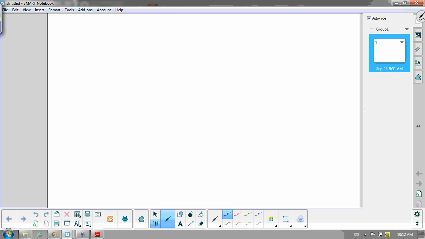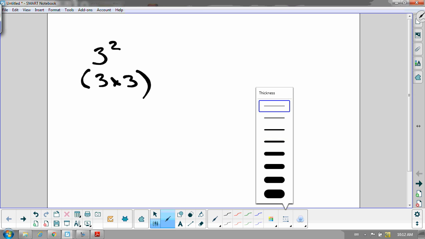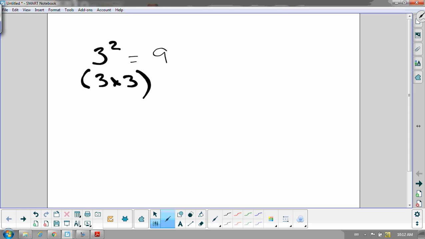All right, so when we're talking about perfect squares, if I say 3 squared, which means 3 times 3, the answer is 9. We can flip that around and we can also say the square root of 9 equals 3.